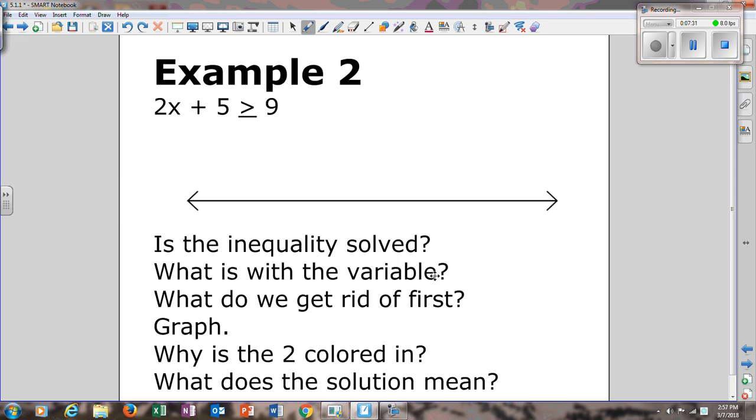Example 2. If we follow the same guidelines as before, 2x plus 5 is greater than or equal to 9.